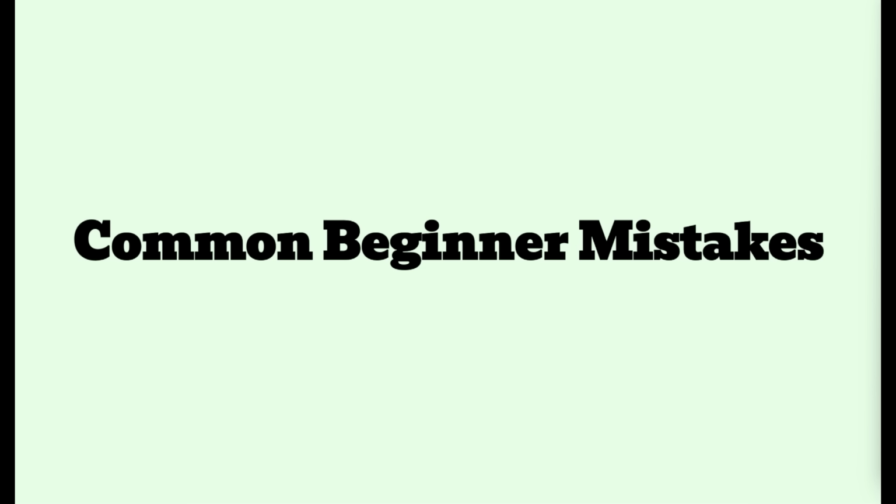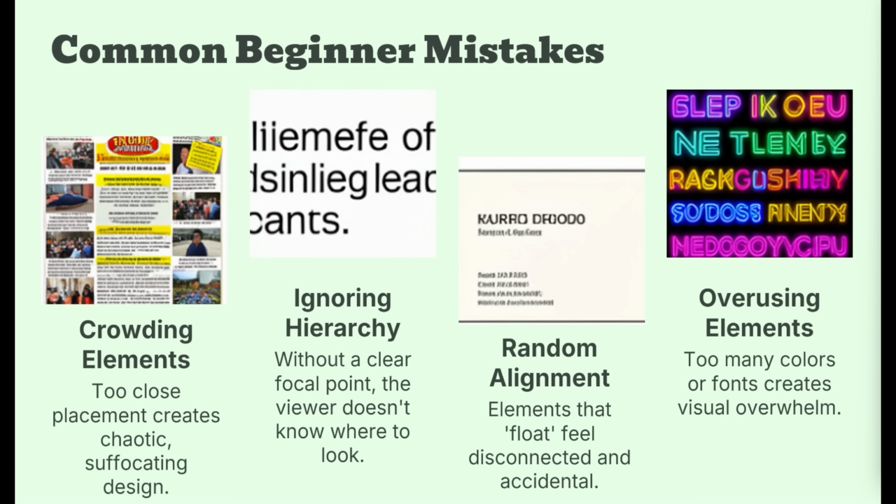So what are the common mistakes beginners make when they design? The common mistake beginners make is that they crowd their design with different elements. Elements too close together create chaos. It suffocates your design. Number 2 common mistake that beginners make is that they ignore hierarchy. Without a clear focal point, the viewers don't know where to look.